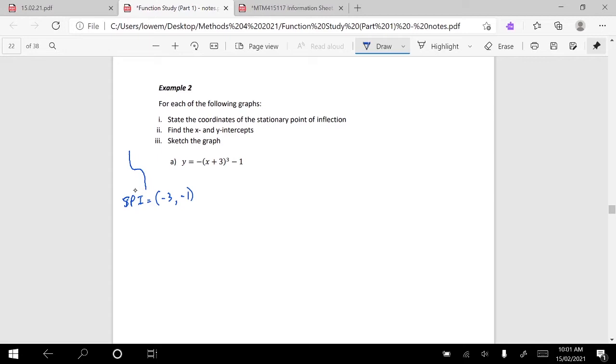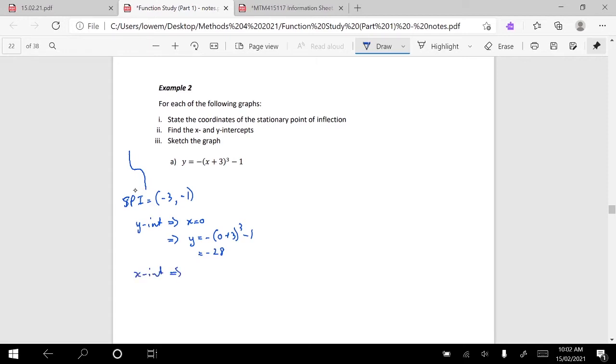Let's find our intercepts. Our y-intercept occurs when x equals 0. So y equals negative (0 plus 3) cubed minus 1. 3 cubed is 27, that makes it negative 27 minus 1, so it'll be negative 28. So that's our y-intercept.